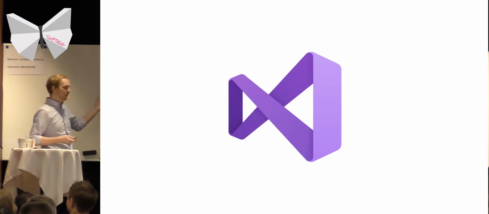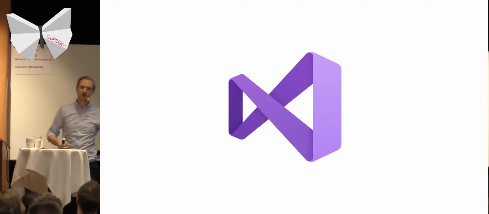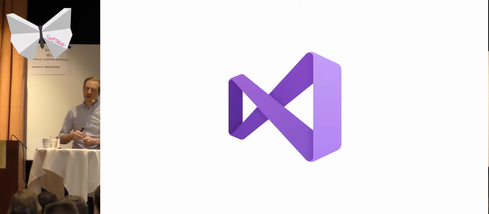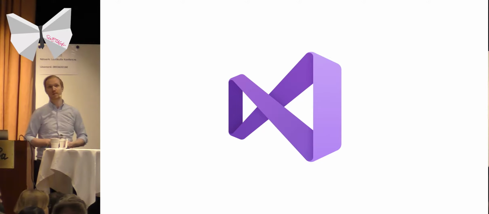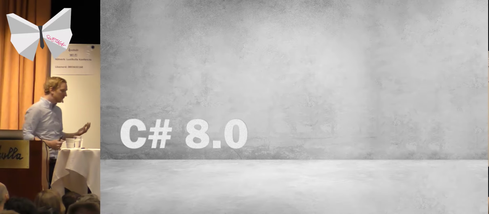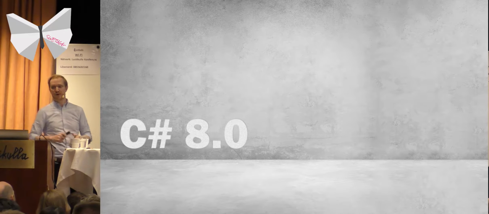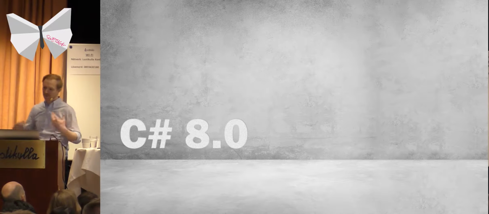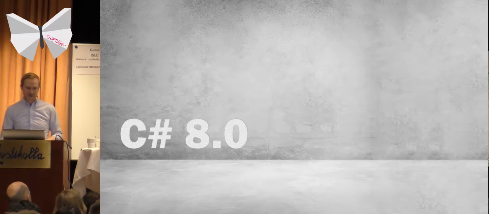So in Visual Studio 2019, we'll get .NET Core 3.0, which has a lot of great improvements to performance and a lot of other amazing things. And we also get the support for working with C# 8. So in C# 8, we'll get things like deconstruction, we'll get recursive patterns and the switch expressions and ranges and nullable reference types and a lot of other amazing things.